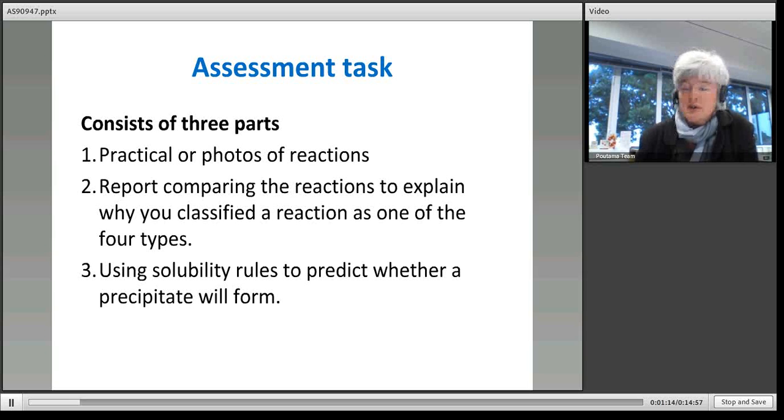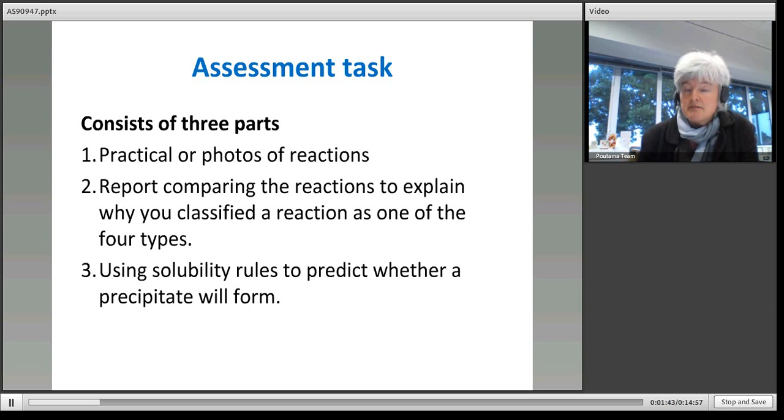Then you will also have to write a report on those reactions, because you've got to explain why a reaction you carried out is one of those four reactions. Remember, is it a combination? Why? Is it a decomposition reaction? Why? If it's a decomposition reaction, why isn't it a combination? So you go for what it is and why it is not another type of reaction.